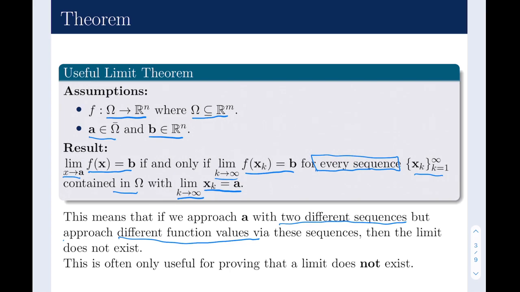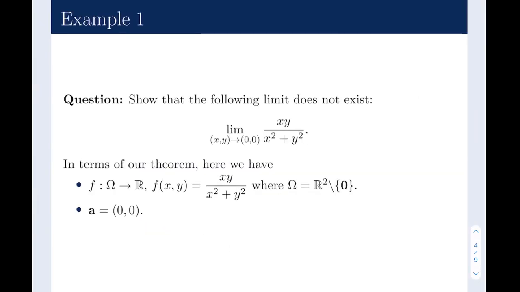To demonstrate this theorem, let's do some questions together. So, first question, show that the following limit does not exist. The limit of xy on x squared plus y squared as (x, y) goes to (0, 0). Now, in terms of our theorem, we have f(x, y) equals xy on x squared plus y squared, and f goes from omega to R, where omega is R^2 except the 0 vector. We omit the 0 vector for obvious reasons because the denominator can't be 0. Also, A has to be (0, 0), according to this theorem, which is just this part.